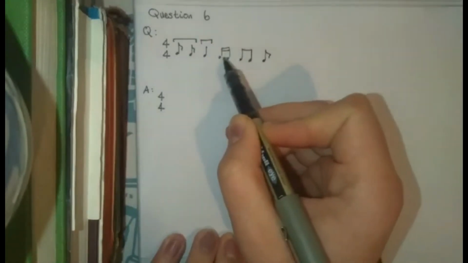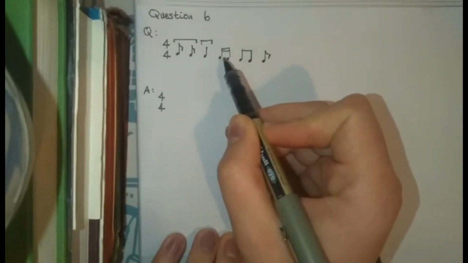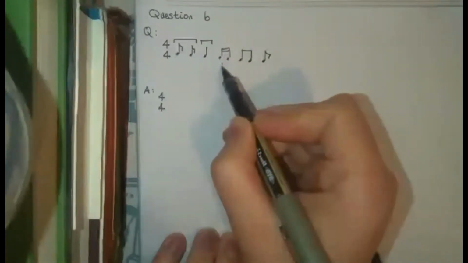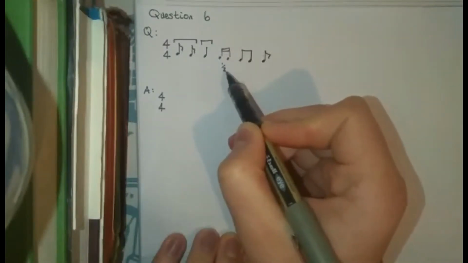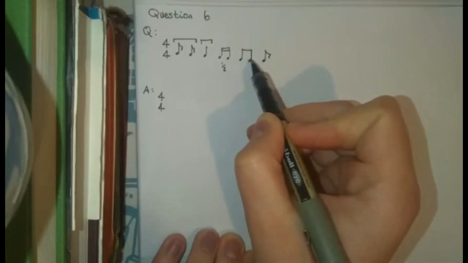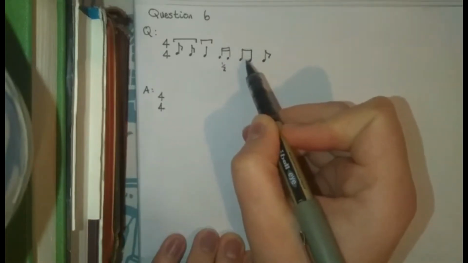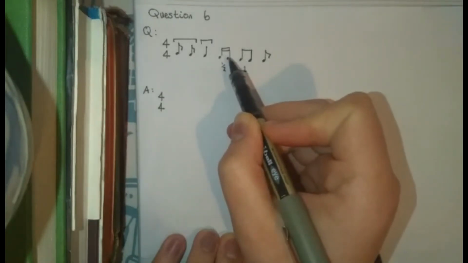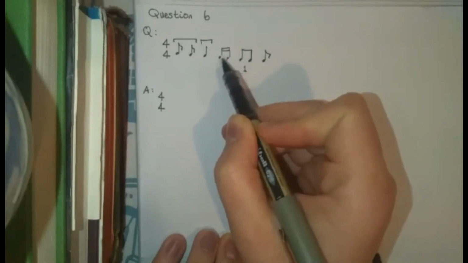Now we have 2 semiquavers. A semiquaver is worth a quarter of a crotchet. We have 2, so at the moment we only have half a beat. And next to it we have 2 quavers together. So 2 halves, we have 1 whole here. But these semiquavers can't stand by themselves. They need to complete a beat.